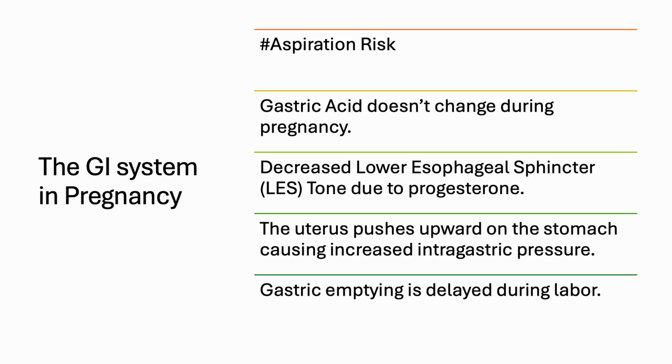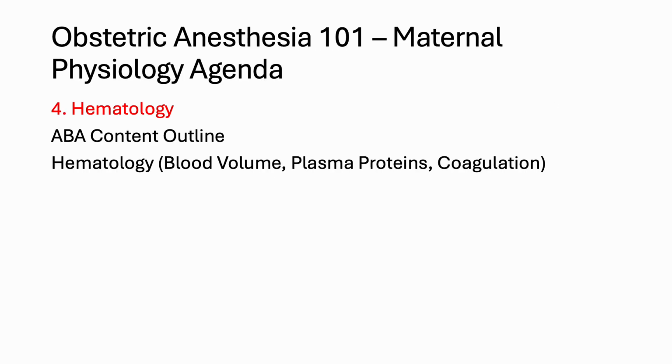Specifically because we are going to decrease their lower esophageal sphincter tone because of progesterone, and that gravid uterus is going to push upward on the stomach and cause increased intragastric pressure. Both things that can place these patients at risk for aspiration. Important to note that gastric acidity isn't going to change that much, and gastric emptying will only be delayed during labor. Moving on to heme.